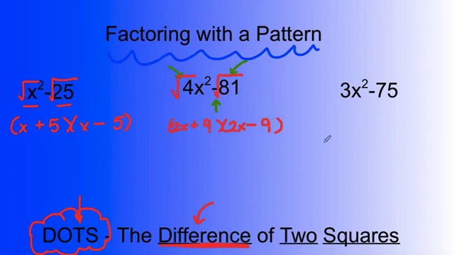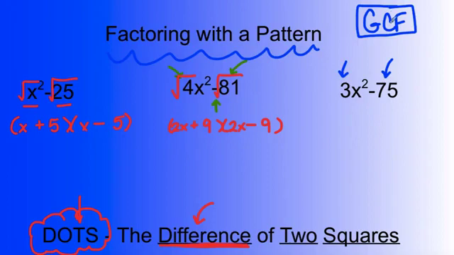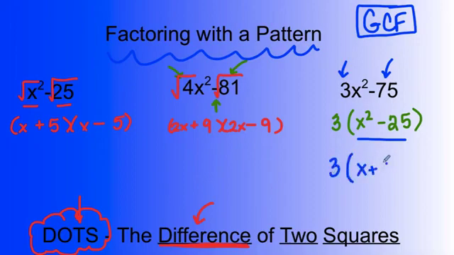All right, let's look at this last one. Well, wait a second. 3 is not a perfect square, and 75 isn't a perfect square. We also don't want to forget that the first thing we should do if it says factor is see if we can factor out a GCF. Well, these both have a GCF of 3, so I can pull that GCF out, and I'd be left with x squared minus 25. And now I can factor because I do have dots. So I have 3, x plus 5, x minus 5.